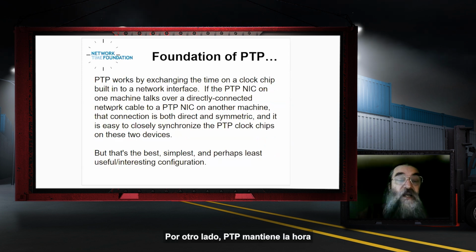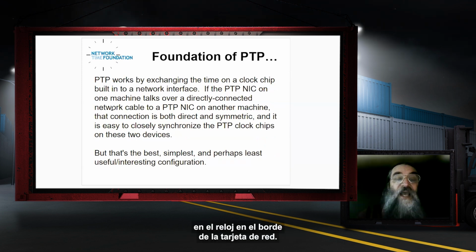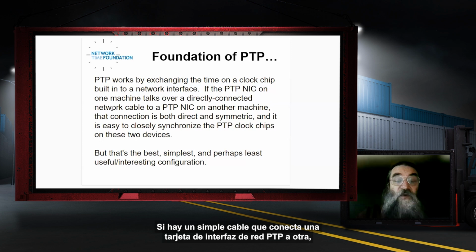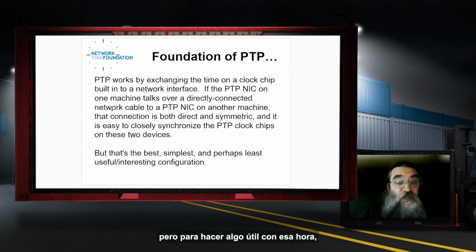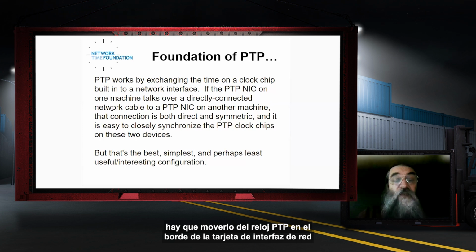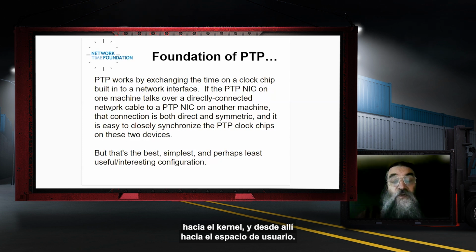PTP, on the other hand, keeps time in the clock on the edge of the network card. If there is a simple cable that connects one PTP network interface card to another, PTP can synchronize the time very well. But to do anything useful with this time, one has to move it from the PTP clock at the edge of the network interface card into the kernel, and from there out to user space. Every one of these moves adds jitter.